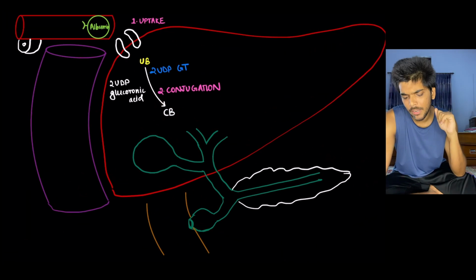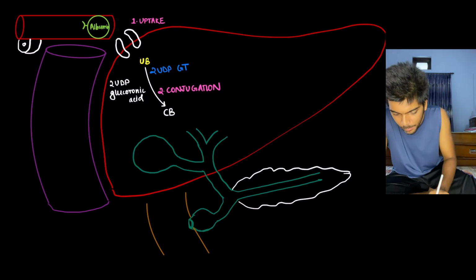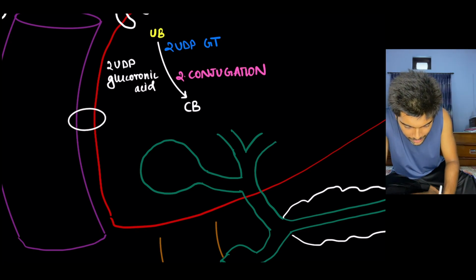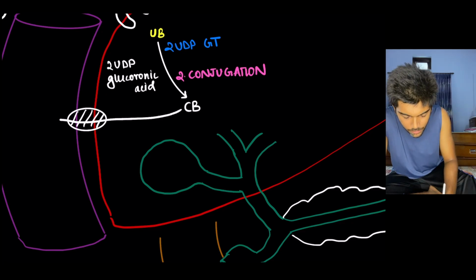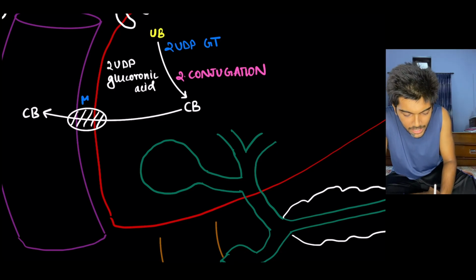This conjugated bilirubin has two fates. Fate number one, it enters into the enterohepatic circulation. Conjugated bilirubin enters into the enterohepatic circulation with the help of multi-drug resistant protein 3.